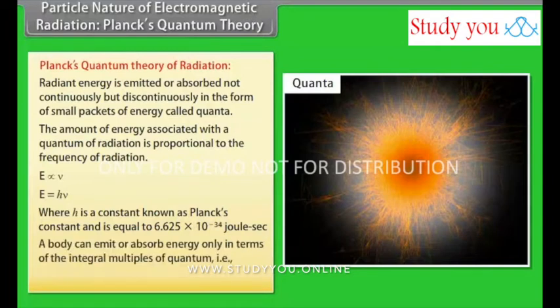second. A body can emit or absorb energy only in terms of the integral multiples of quantum, that is, E is equal to nh nu, where n is equal to 1, 2, 3, 4, etc.